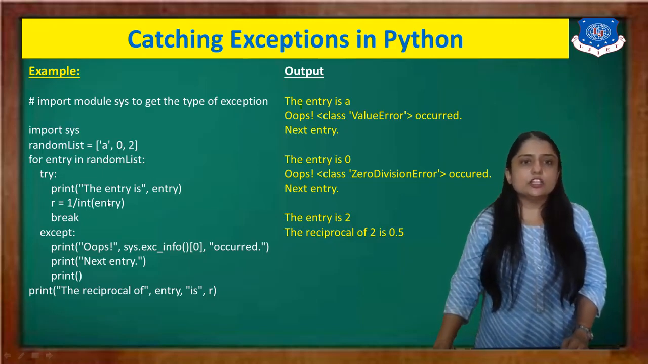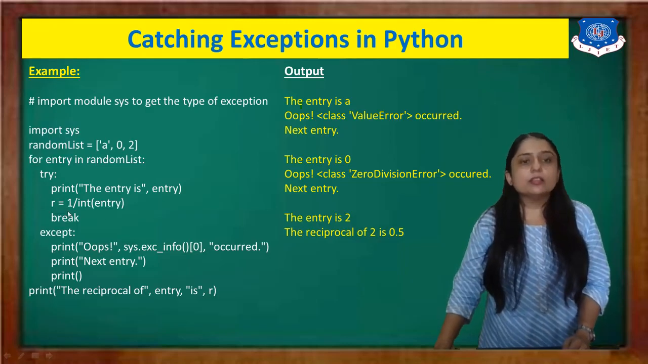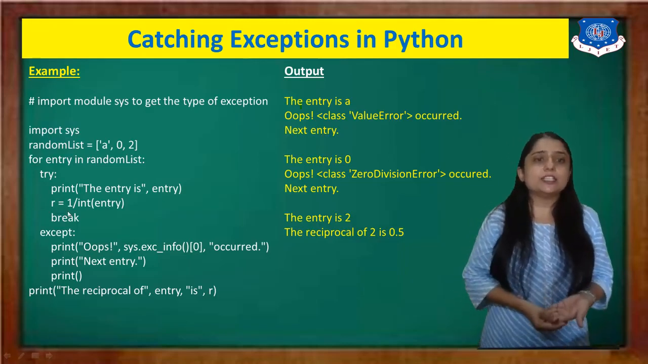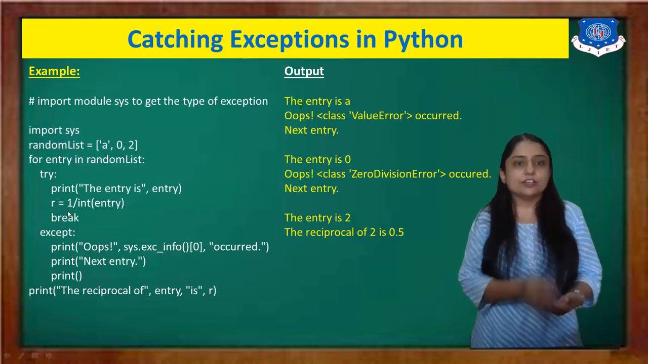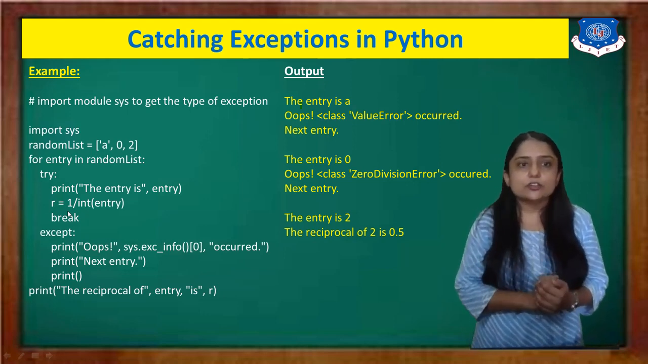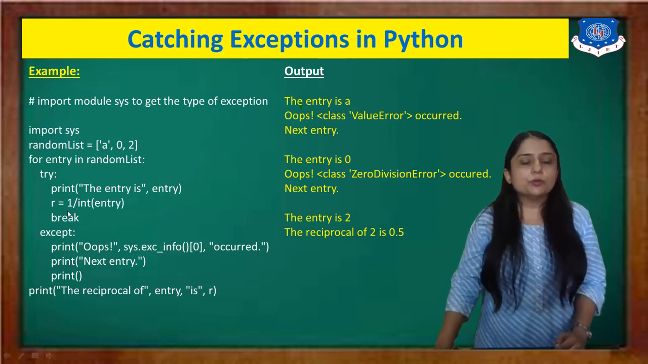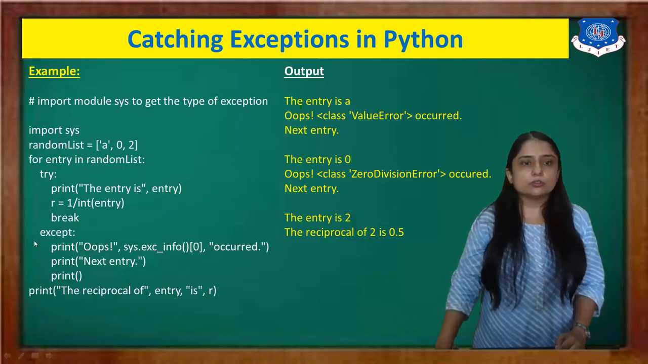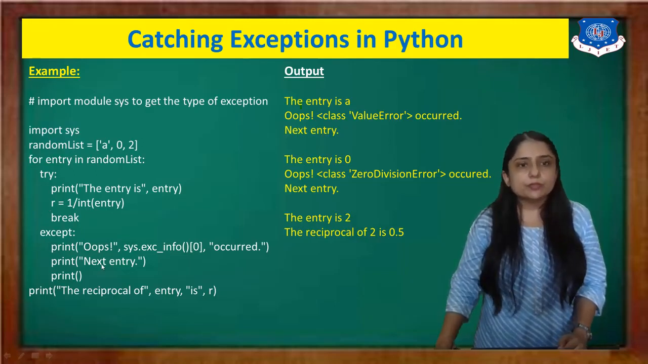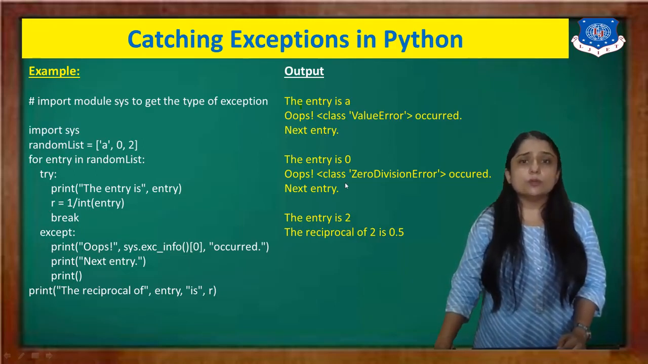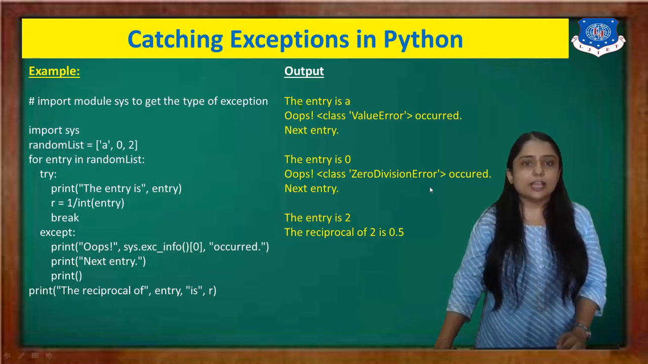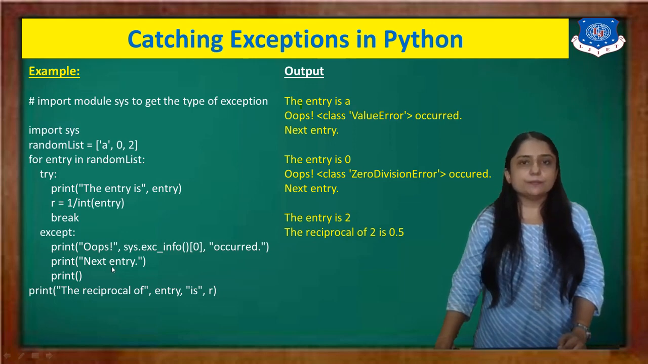So again it will check. Here first it will print 0. Then r equals 1 divided by 0. The answer is infinite, and we know very well that it is a zero division error. So program control directly goes to the except clause. And here it is written, oops, zero division error occurred. And then yes, it's the next entry.